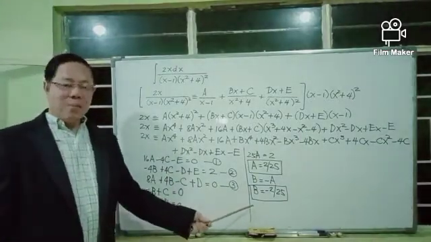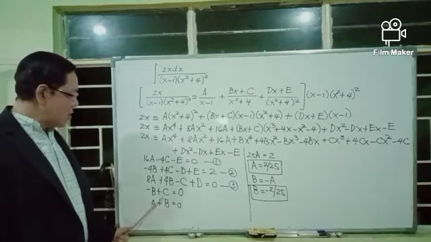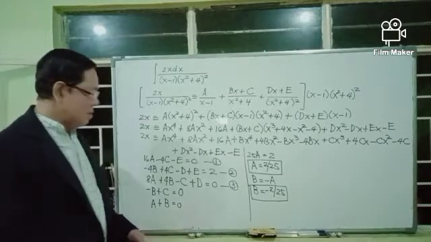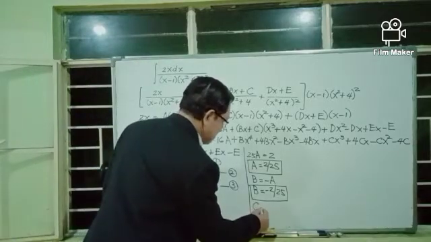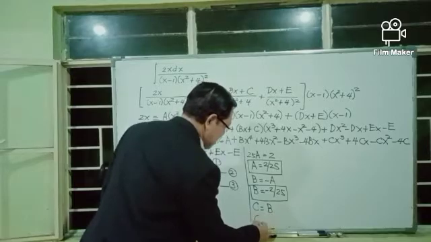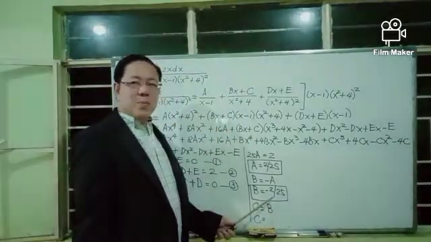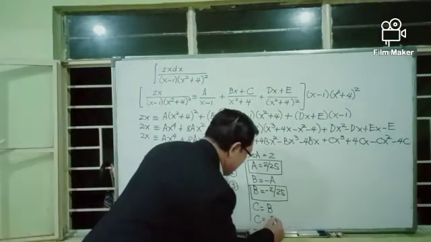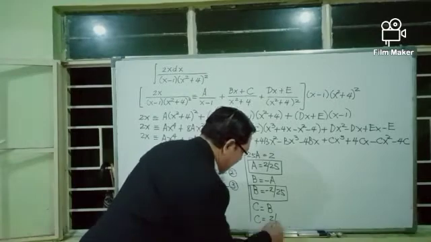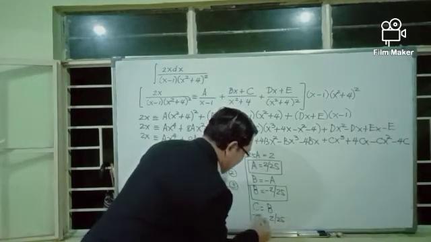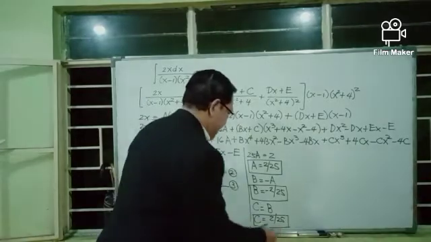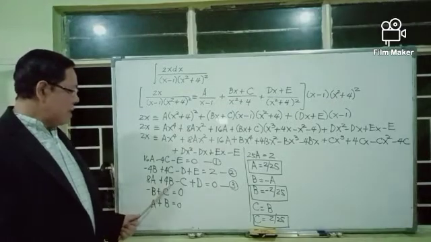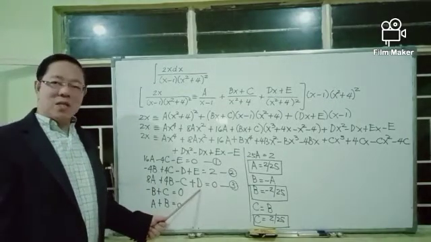Since we already have b, we can now solve for c from this equation. Transpose minus b to the right hand side, you get c equals b. But b is negative 2 over 25, so c is negative 2 over 25. Now we have a, b, and c. We can solve for d from equation 3.